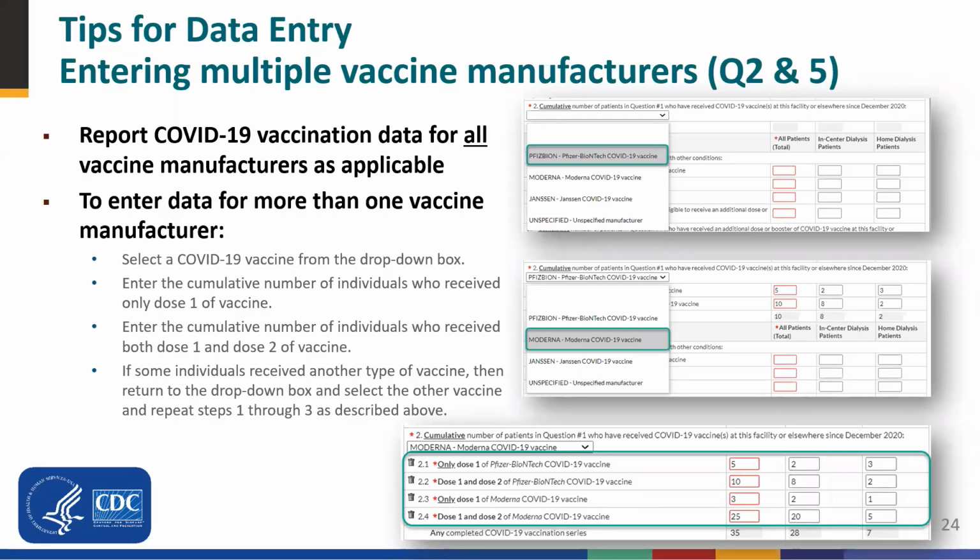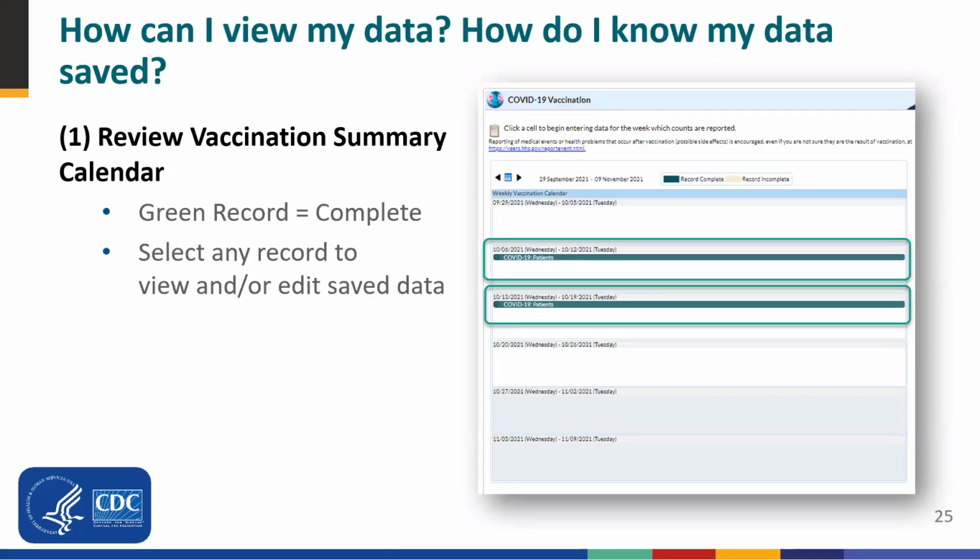If some individuals received another type of vaccine, then return to the drop-down box and select the other vaccine, and then repeat steps 1 to 3 as described above. Facilities can review their data that have been saved in several ways. Saved data can be viewed by navigating to the calendar view on the vaccination summary data page.